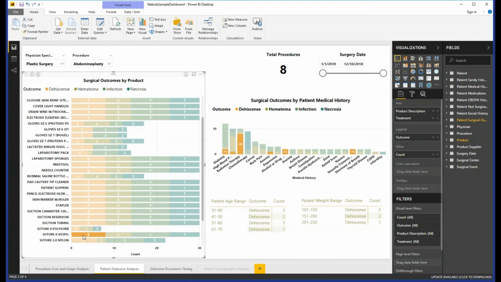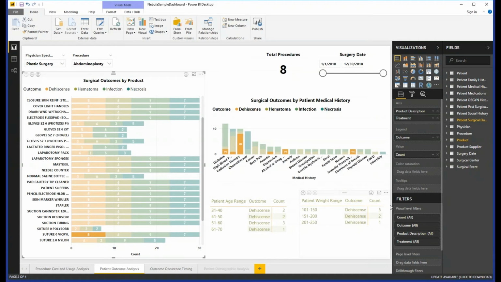If I click on that 8, I can actually see what the comorbidities or other conditions were that existed in those 8 patients where we had dehiscence with vicral sutures. And in this example, if you look over to the right, you can see that 8 of the 8 patients were also receiving radiation therapy. 2 had diabetes. So you can start to see and draw some correlations as to where you may or may not want to use a particular product. Again, I can do the same thing and look at hematomas and see what the conditions are. And every one of these is clickable so that you can understand what those were.